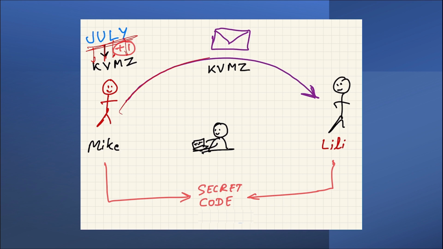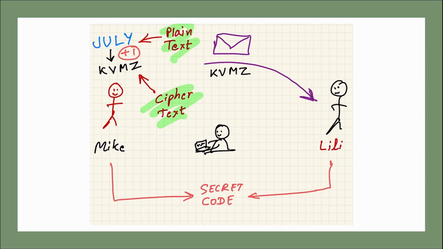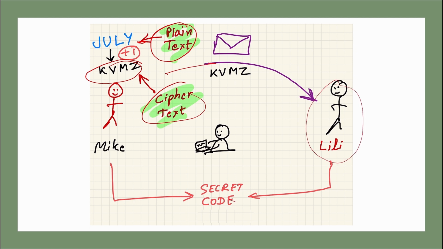Now he sends this message to Lily, and Lily knows that whenever she receives a message from Mike, she's supposed to decrease the number of this letter by 1. So this message JULY is called a plain text message, and this encrypted message or encoded message is called ciphertext. Now what Mike will do is he will send this message obviously, and Lily will just use her secret key and reduce the number.